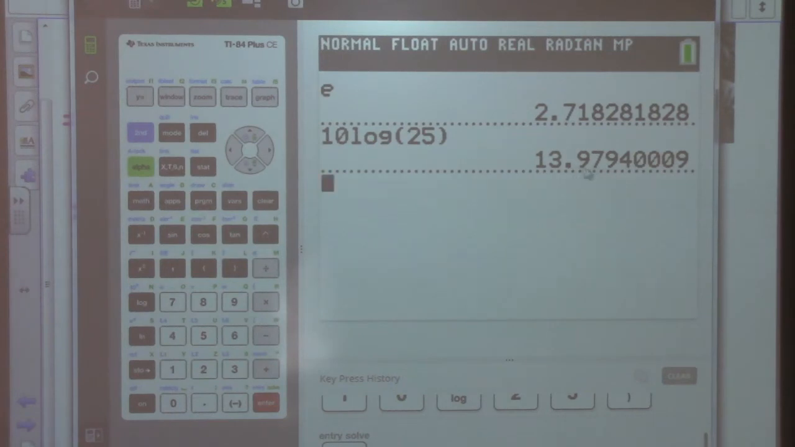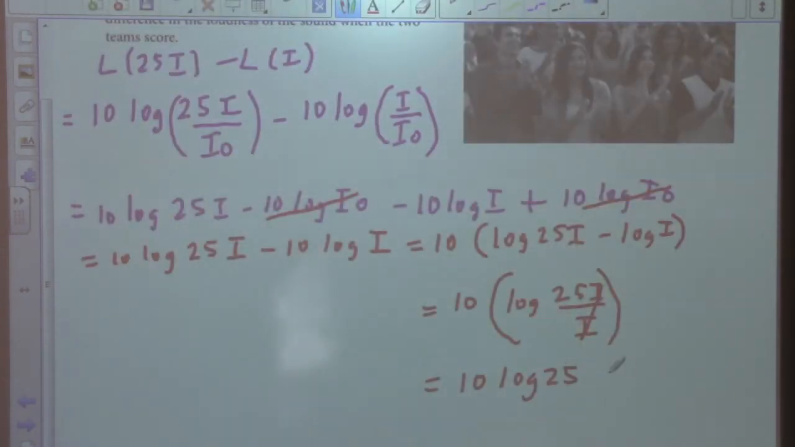So that's 13.98 decibels. Now, this is the first time I've worked this problem today, and we know how that works sometimes, but let's think about it. Let me finish my thought first, then you can ask your question.